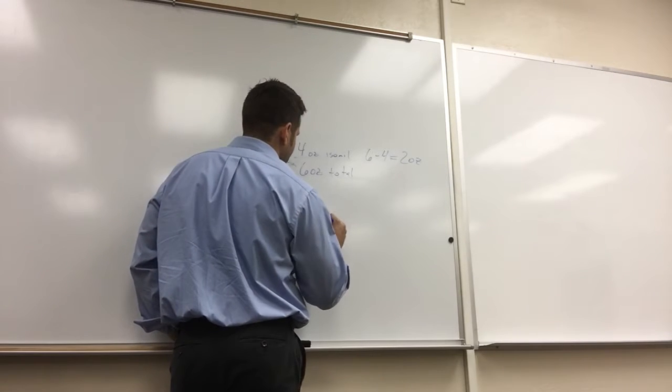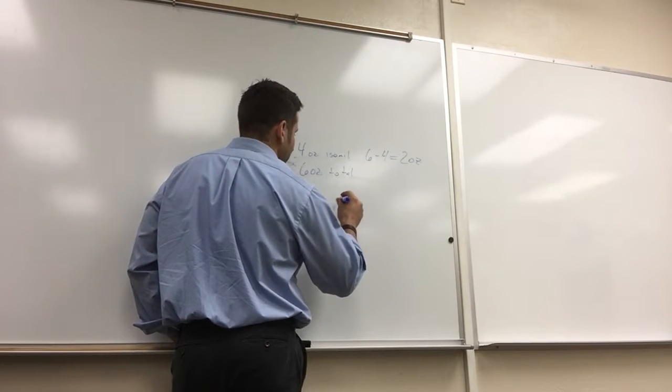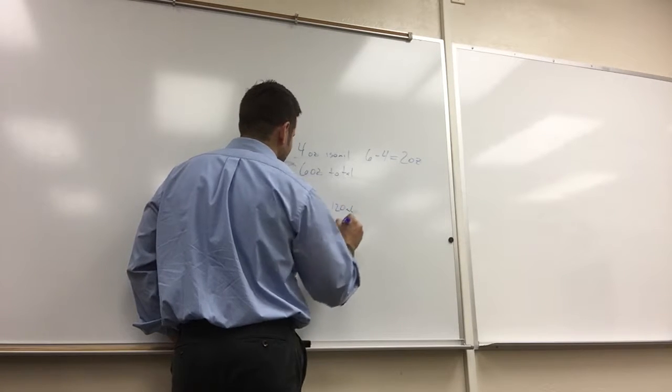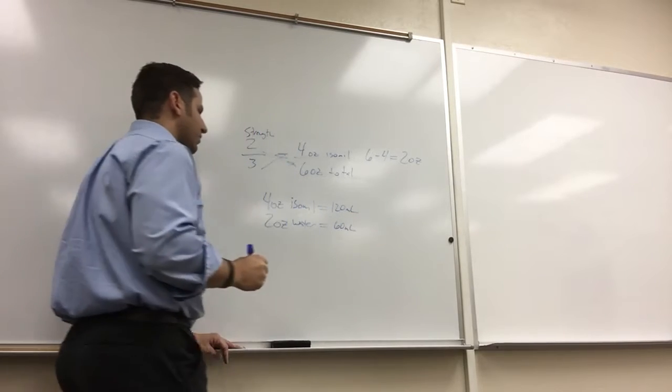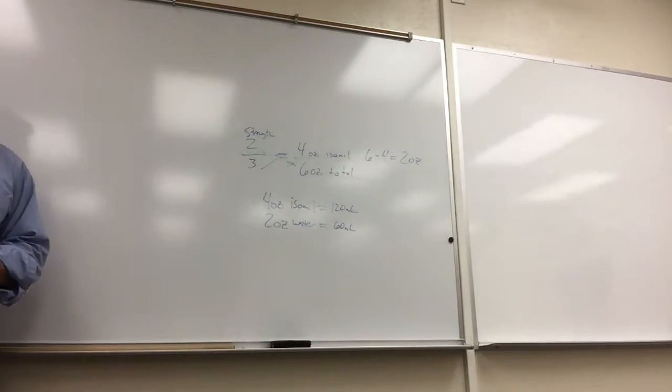So we could do it in mLs if we wanted to. So 4 times 30 is 120, and 2 times 30 is 60. Okay, so that's a way to do that.